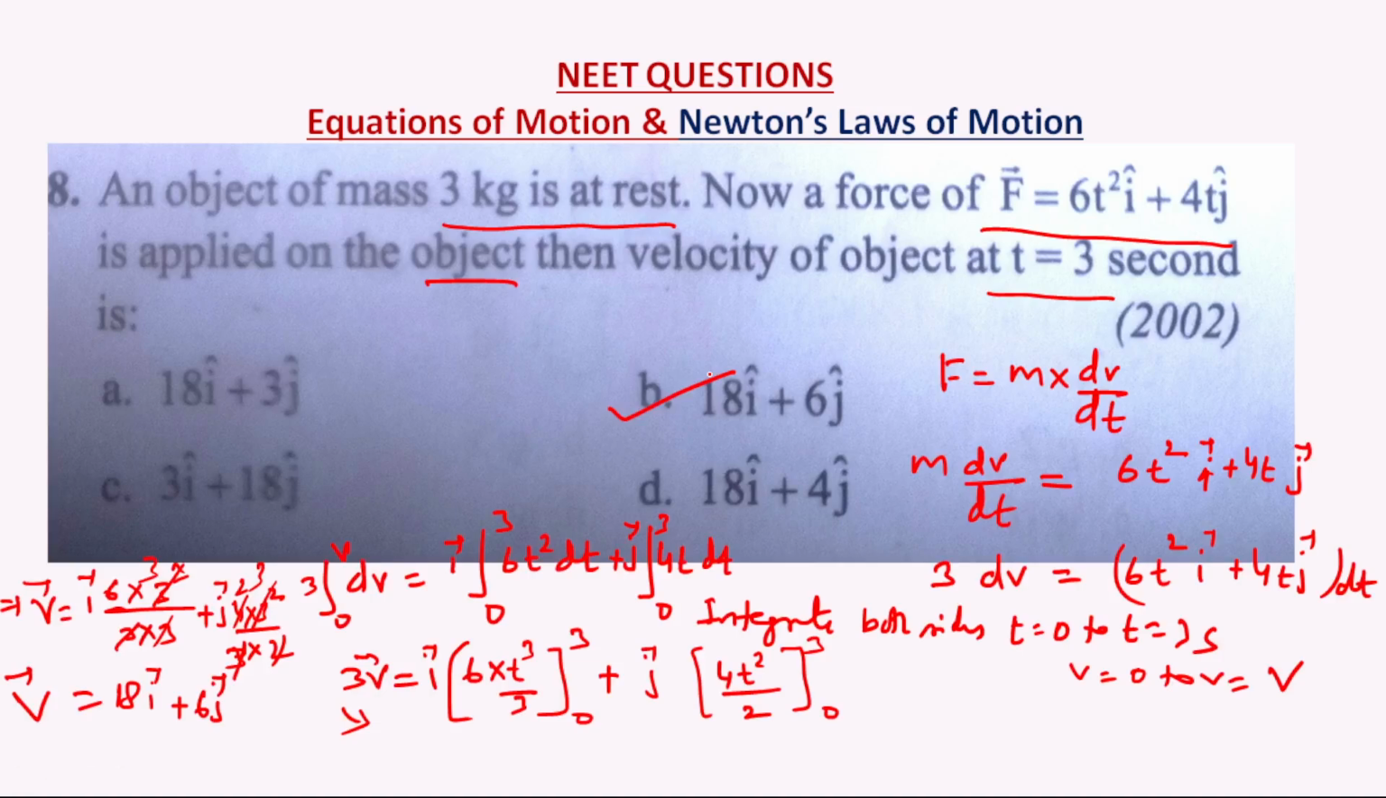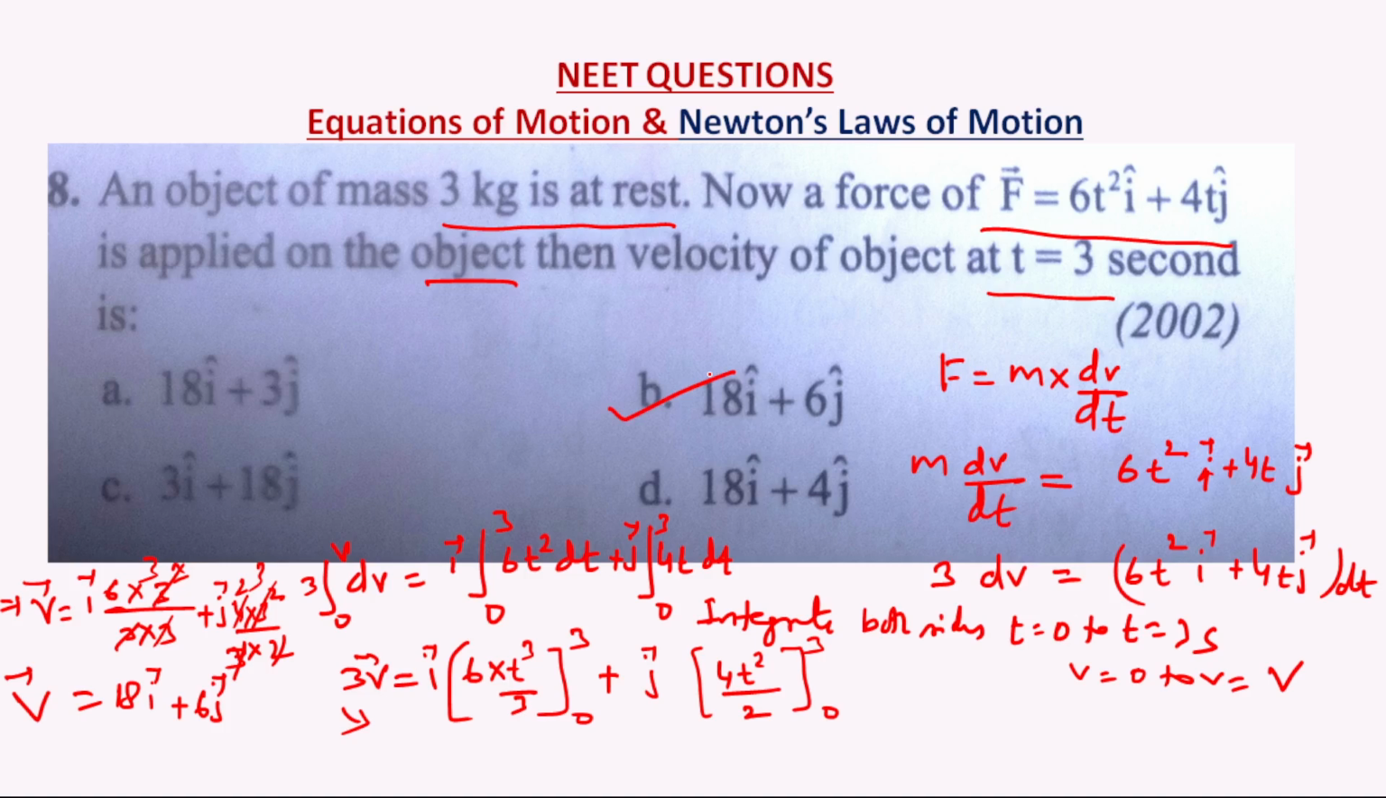Question number 8. It is given that a 3 kg mass is at rest and a force F in vector notation is applied on the object. Then the velocity of the object at t equal to 3 seconds has to be found out. We went for integration here. So the knowledge of integration is also very much necessary for the students.